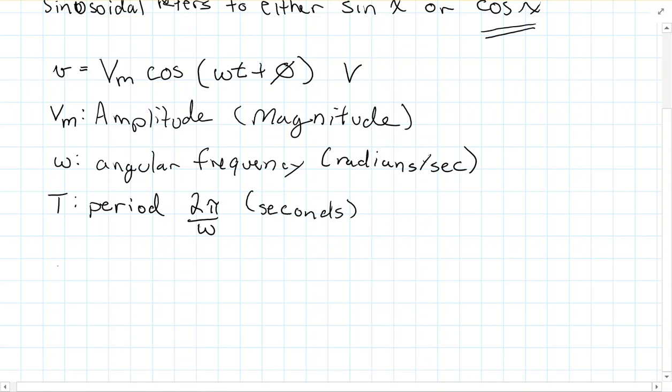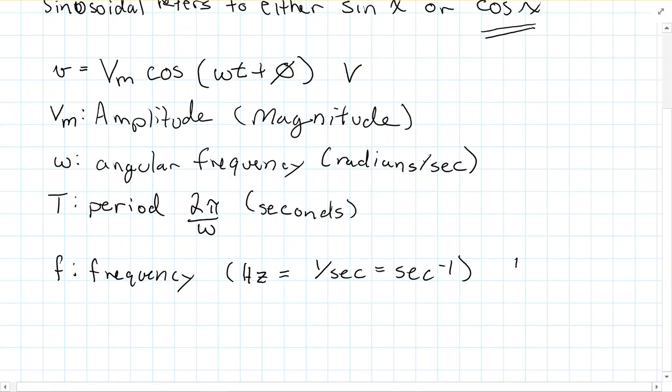And then we can also talk about f, which is the frequency. The unit of frequency is hertz, which is equal to 1 over second, sometimes written as second to the minus 1. And this is 1 over T. Or, going back to the equation for the period, you can think of this as omega divided by 2 pi.